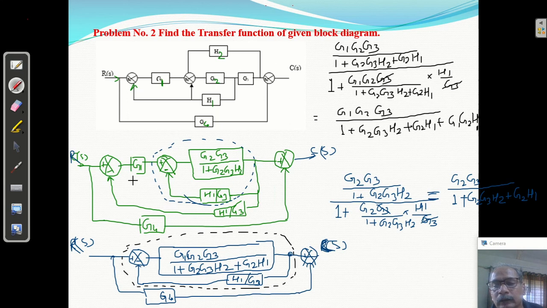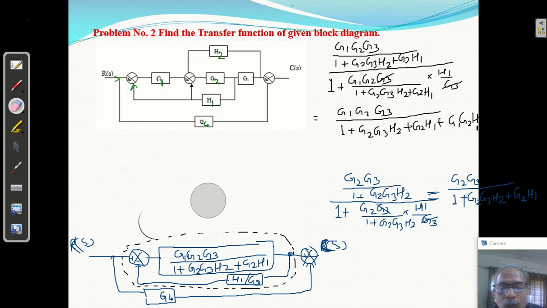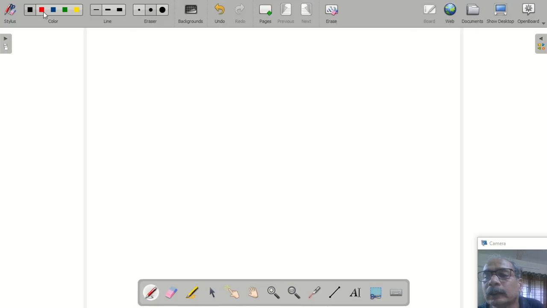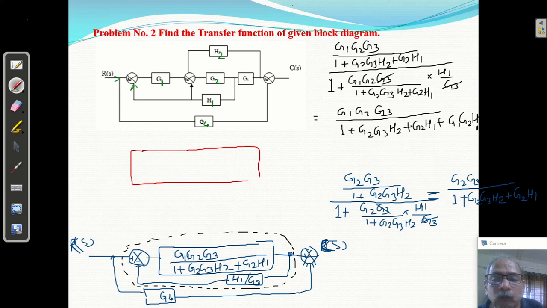Now I am replacing this block. I am rubbing. I am using the red ink. So you will get this block: G1 G2 G3 upon 1 plus G2 G3 H2 plus G2 H1 plus G1 G2 H1. Okay, I got this.